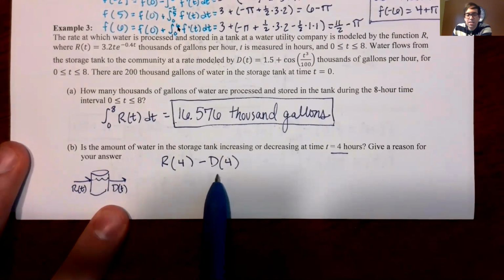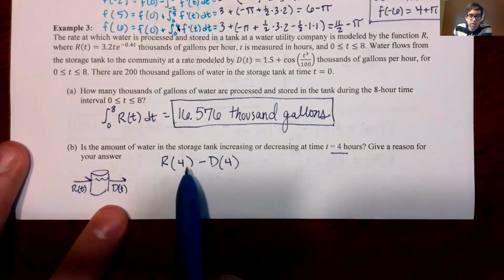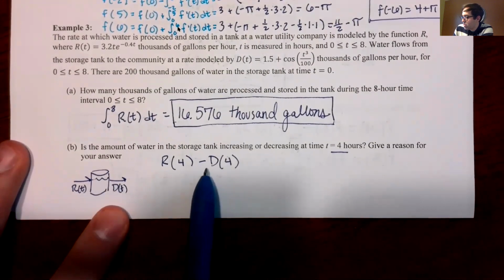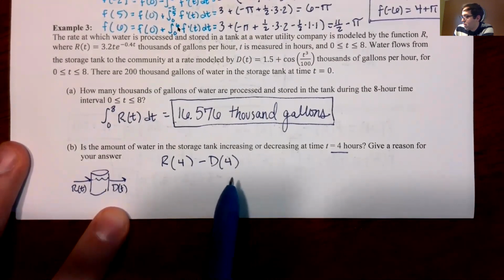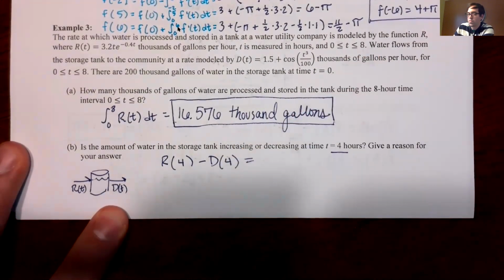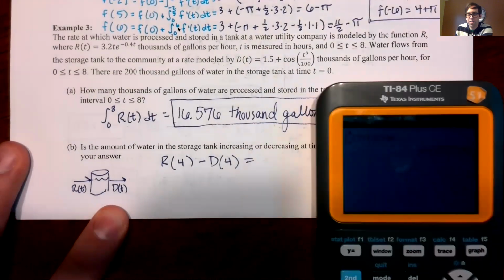If we subtract these values and we get something positive, we know that the rate in was larger, so we're going to be increasing the amount of water in the tank. If we subtract these values and we get something that's negative, it means that the D function was larger, which is our rate out, which means the amount of water in the tank is decreasing. So let's try this on my graphing calculator.